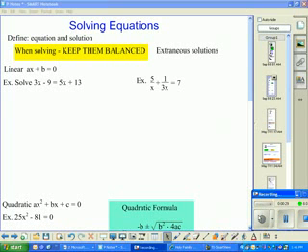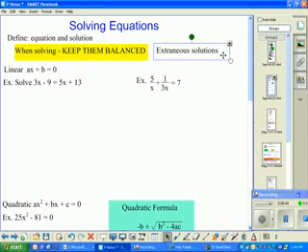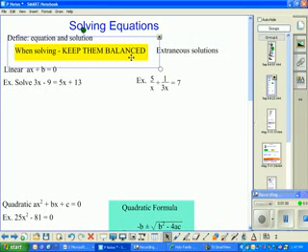A solution is a value that makes the equation true. So if you substitute in the value, it will make the statement true, or it works. Make sure that you are always checking for extraneous solutions. These are extra answers. So after you solve it, when you substitute it in, it does not work in the original problem. I will have an example of that later on in one of our problems.